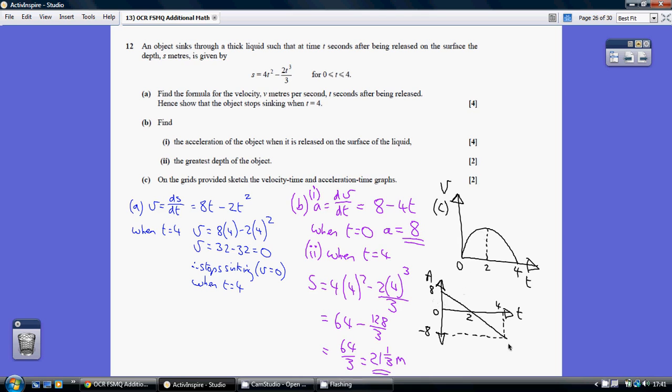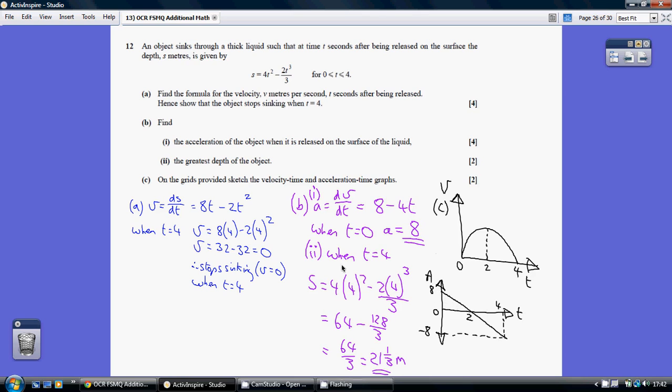Now for the acceleration-time graph, the acceleration is 8 when t is 0. We know it stops accelerating after 2 seconds, and again just by using the formula, the acceleration is 8 minus 4t. That's a linear graph, a straight line graph. So when t is 0, we had our 8. When t is 2, substituting 2 in, we can see the acceleration is 0. And equally, when t is 4, substituting 4 in, we have an acceleration of minus 8. So we're accelerating in the opposite direction. So a linear graph with a negative gradient, so the graph is this.